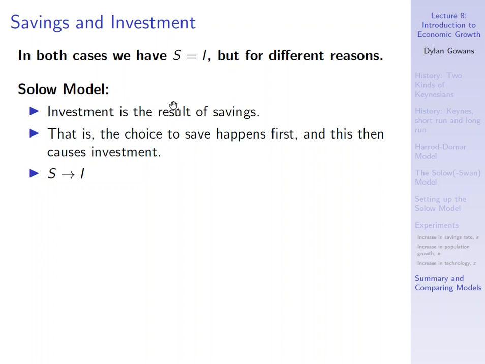In the Solow model, investment is the result of savings. Okay? The choice to save happens first, and then the savings become investment. Right? So in the Solow model, what do we have? Income increases, which leads to higher savings, and then this higher savings leads to higher investment. That's the logical chain. So here I have savings causes investment.